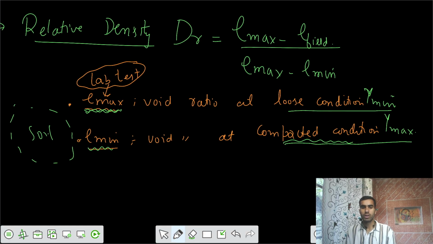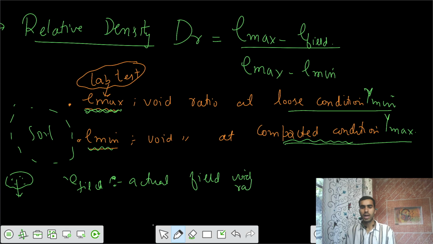After that, this one is your E field. E field is the actual value: you take a soil of that same character from the field, and there might be some value of water content and some void ratio. This is your E field, the actual field void ratio, corresponding to the actual gamma field.